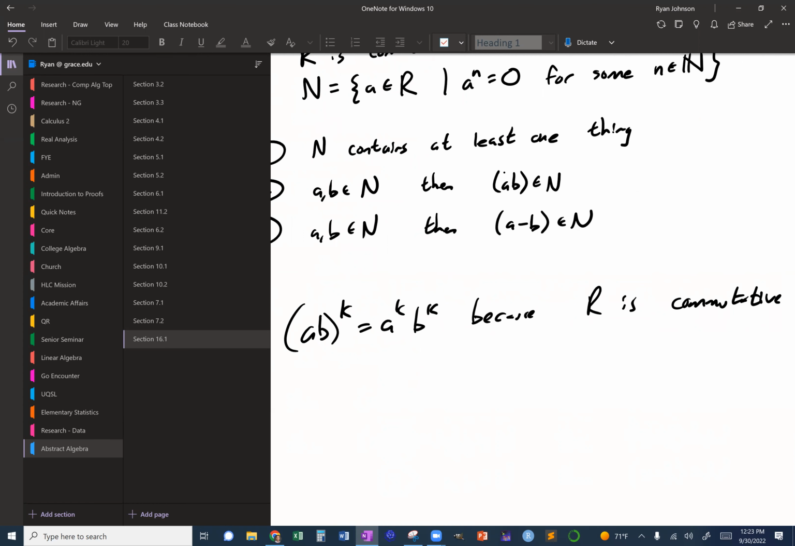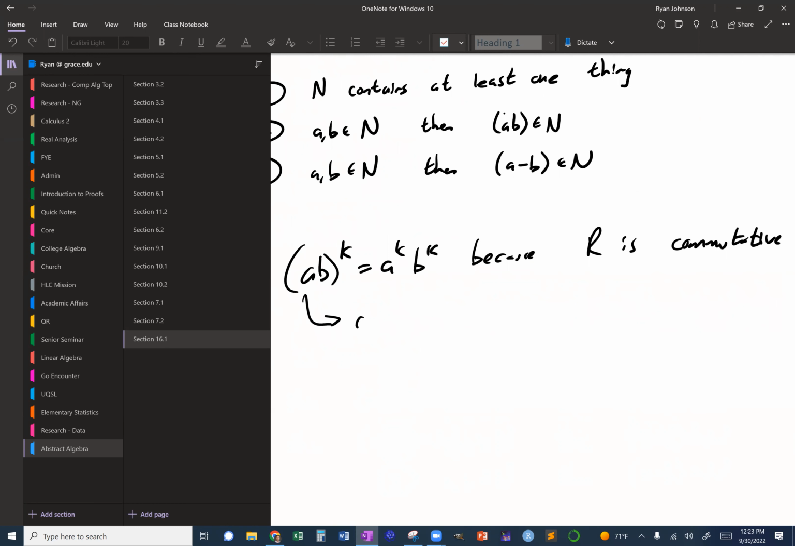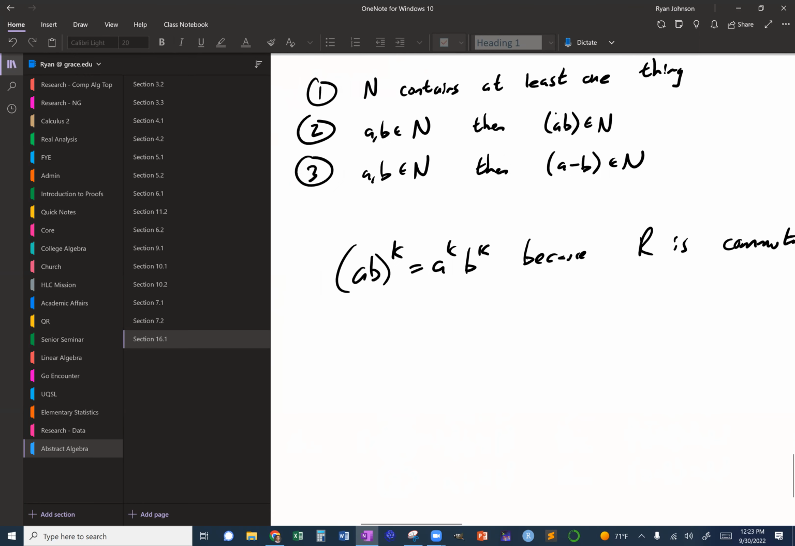Does that make sense? Because AB to the K, if it wasn't commutative, would be AB, AB, AB, AB, AB. Right? AB to the K means AB, K times. But since it's commutative, you can just push all the A's to the left, all the B's to the right, and you get A to the K, B to the K. Okay? So that's a pretty simple proof for number 2. Once you understand what you're trying to prove, it's quite short and sweet.